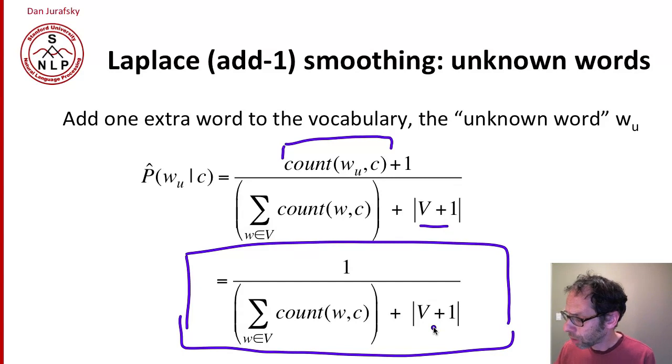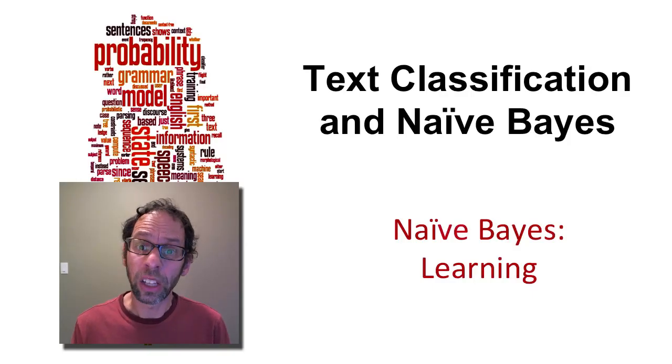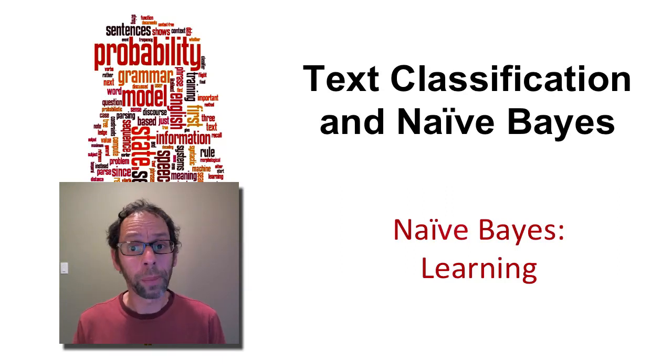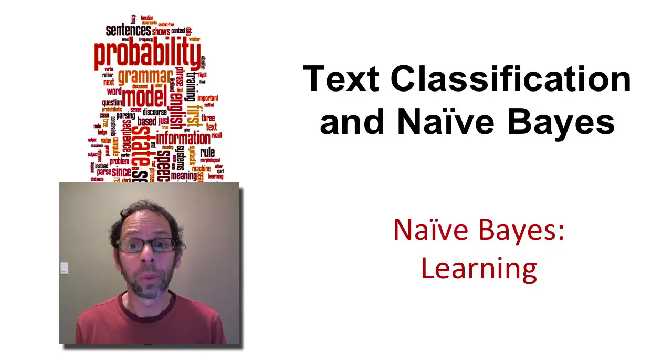So each of our unknown words is going to be modeled by this very simplistic model of the probability of an unknown word. So learning the parameters for naive Bayes: a simple computation for the prior, and a slightly more complex computation for the likelihood, in which we can use add one smoothing and we can deal with unknown words.